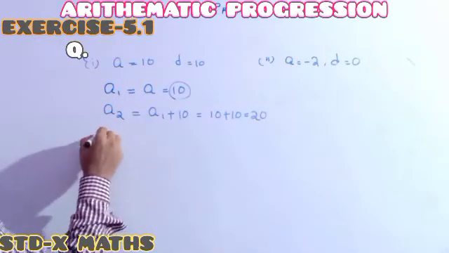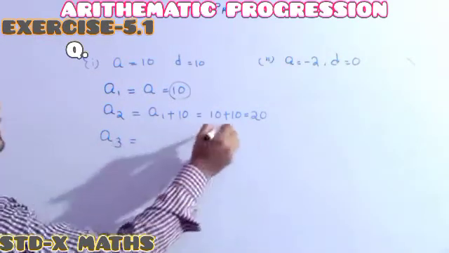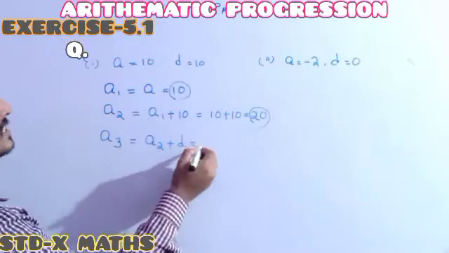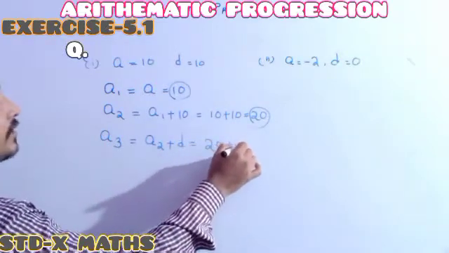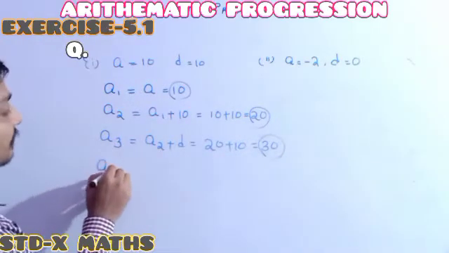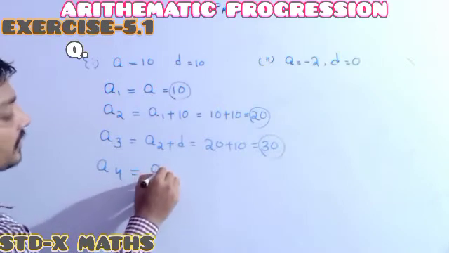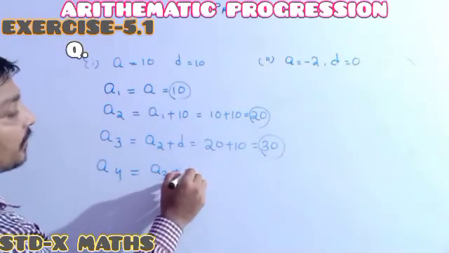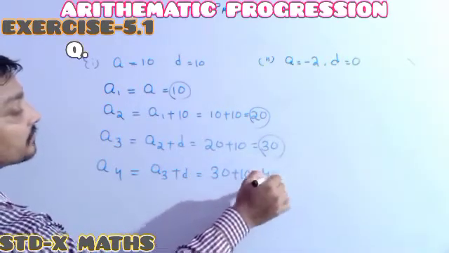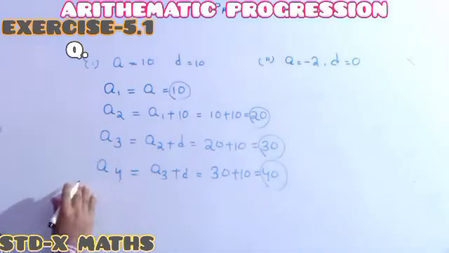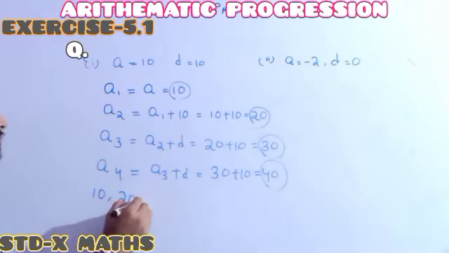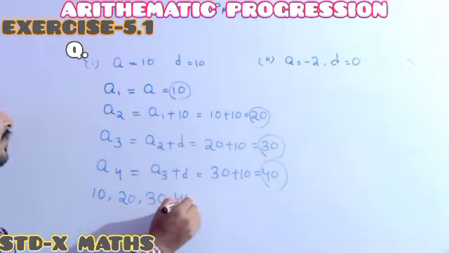Then a3: previous term a2 plus d, which is 20 plus 10, which is 30. Then a4, the fourth term, is the previous term plus d: 30 plus 10, which is 40. So the first four terms of the AP are 10, 20, 30, 40.